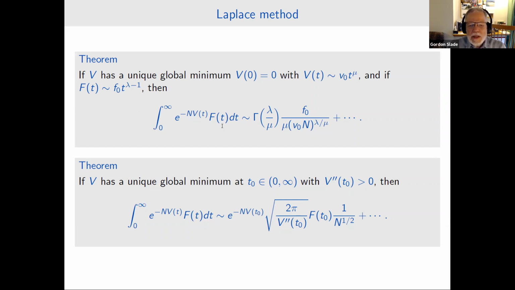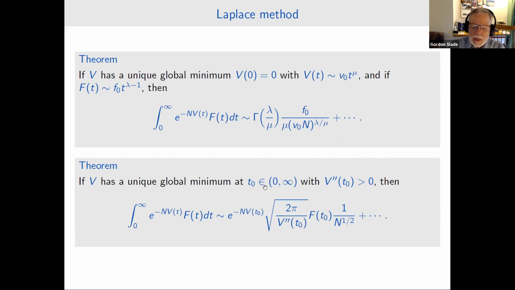In that case, this is asymptotic as n goes to infinity to some gamma function, depending on lambda and nu, some amplitude. What really matters here is the power of n. So it's 1 over n to the lambda over nu. So lambda and nu are describing the behavior of f and v at t equals 0. So that's the case where you have a uniquely attained global minimum at 0.